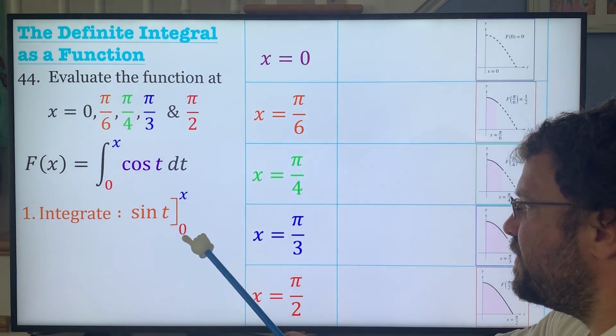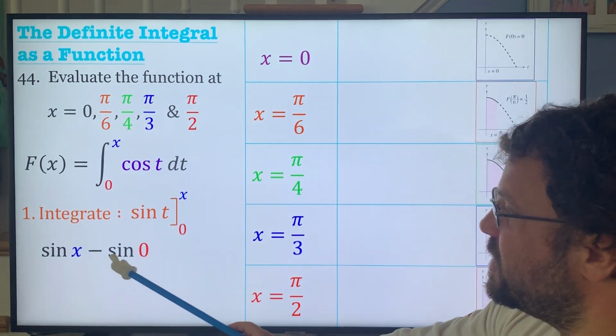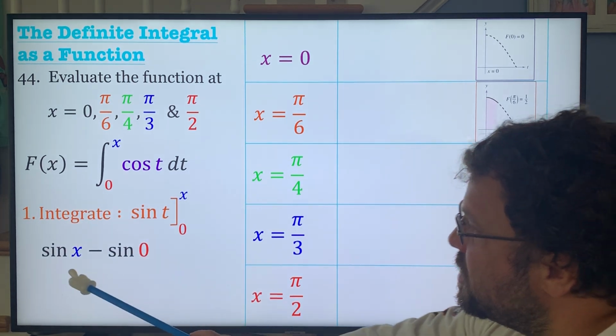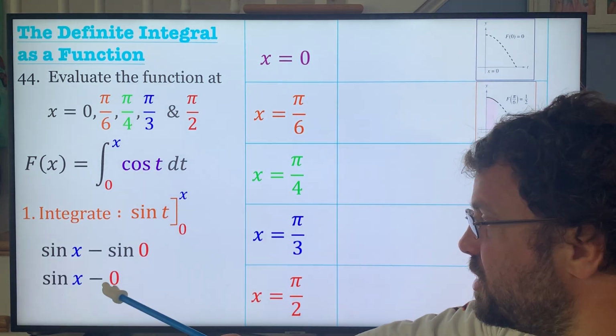Now, when I plug this stuff in, it's sine x minus sine 0. Sine x just stays sine x because we don't know what x is, and sine 0 equals 0.